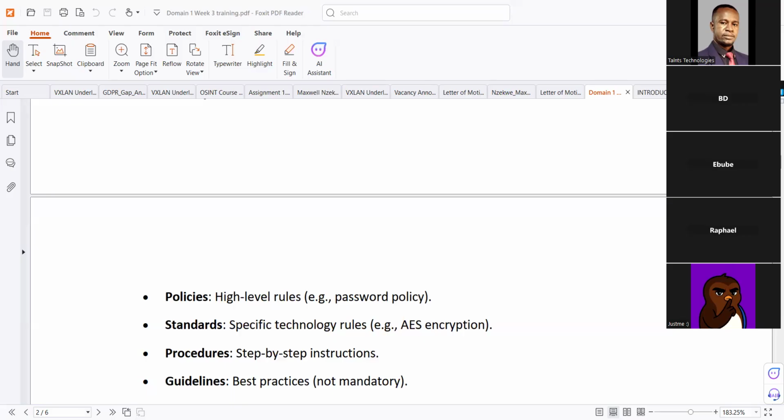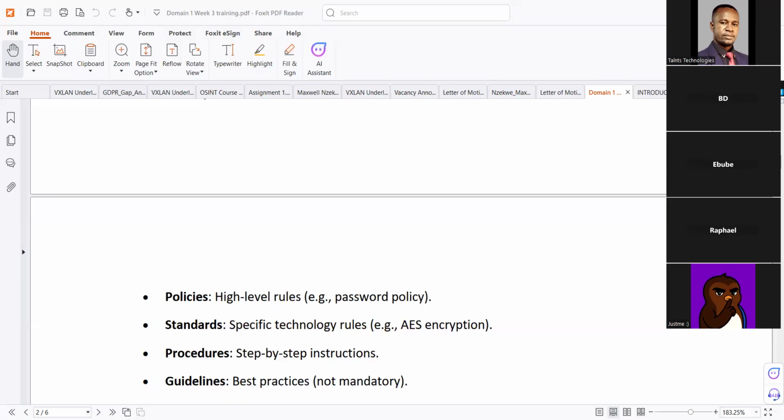So what are procedures? Every procedure is step-by-step instruction, right? The step-by-step instruction that you now use to implement those policies and those standards. It will guide you on how to perform tasks. It will guide you on how to change your password. These are procedures. For instance, user onboarding. It will tell the user how to create the account, the role, the MFA, multi-factor authentication, and everything. That is procedures.